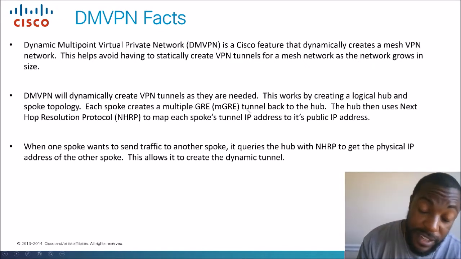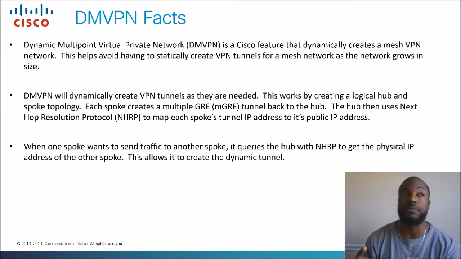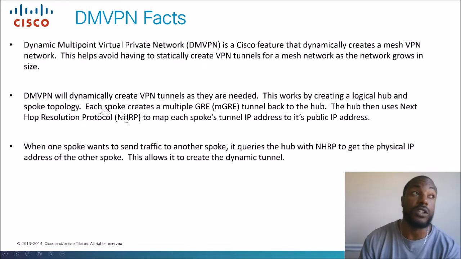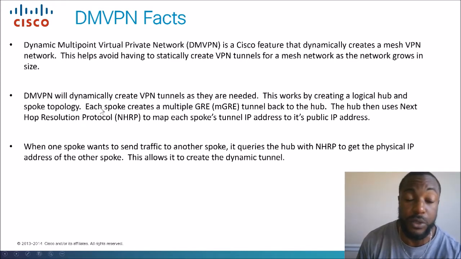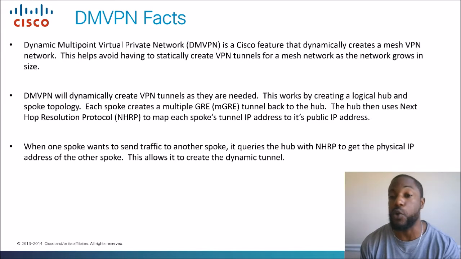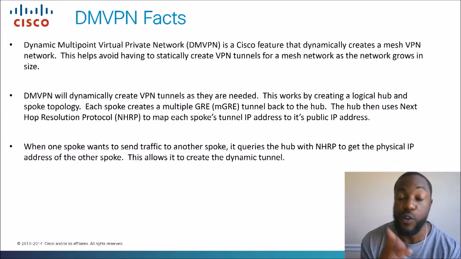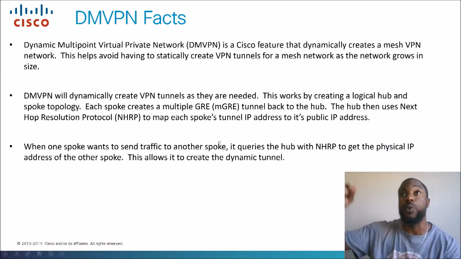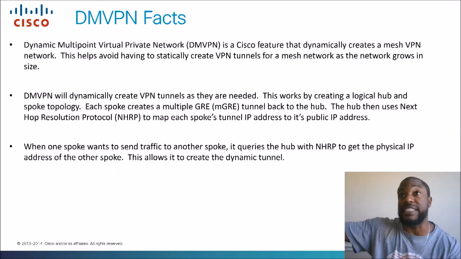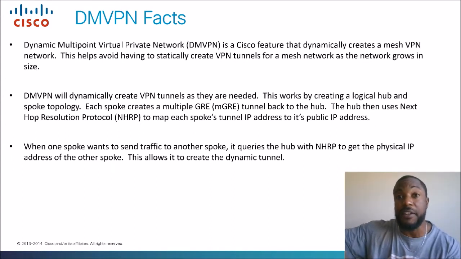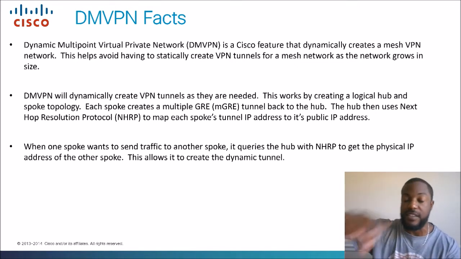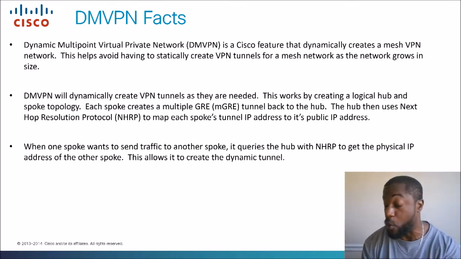We're going to fire up Boson NetSim, and I'll show y'all a basic topology on how this works. The hub then uses Next Hop Resolution Protocol, NHRP. So this is another protocol that we're going to use. Well, it's not really a routing protocol. It's a protocol that we use for DMVPNs to map each spoke's tunnel IP address to its public IP address. So it's similar to frame relay, how we map DLCIs to IP addresses, right? Same thing, except we're mapping public IP addresses to the tunnel IP addresses, which are mostly or normally private IP addresses.